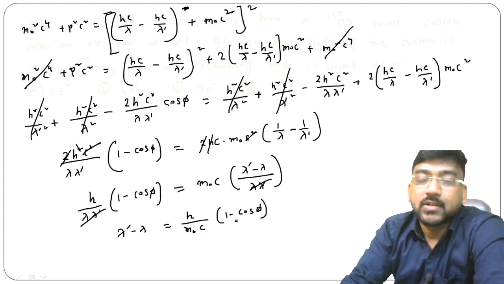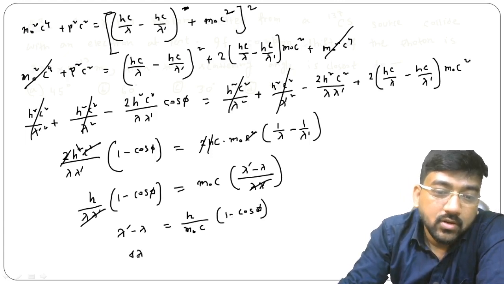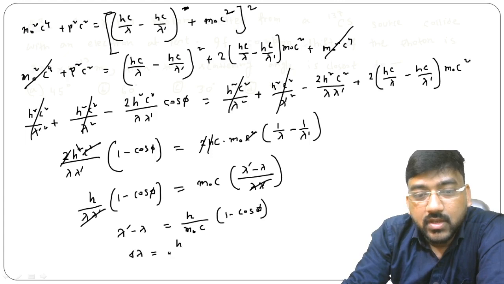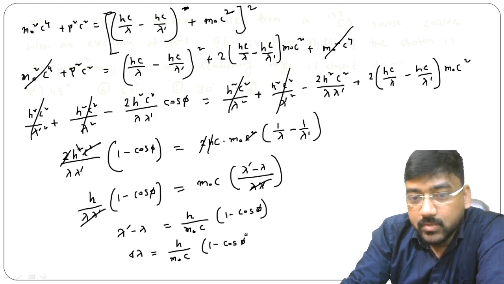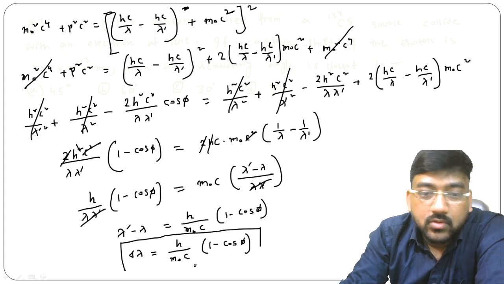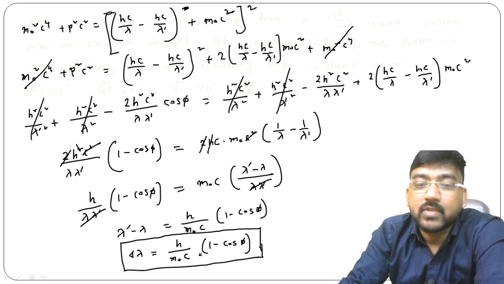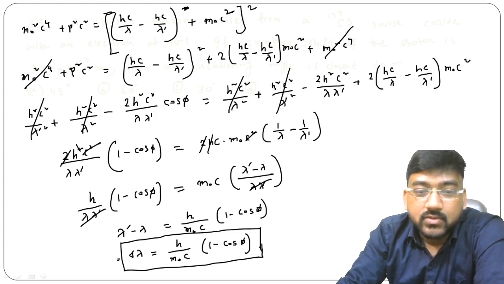So this is the result what we need. This lambda dash minus lambda is nothing but delta lambda. This is the Compton shift. So this is h upon m0 c into 1 minus cos phi. This is the more popular result of Compton wavelength shift, where m0 is the rest mass of electron, h is Planck constant, c is the velocity of light in free space, and phi is the scattering angle. Okay, so this is delta lambda.